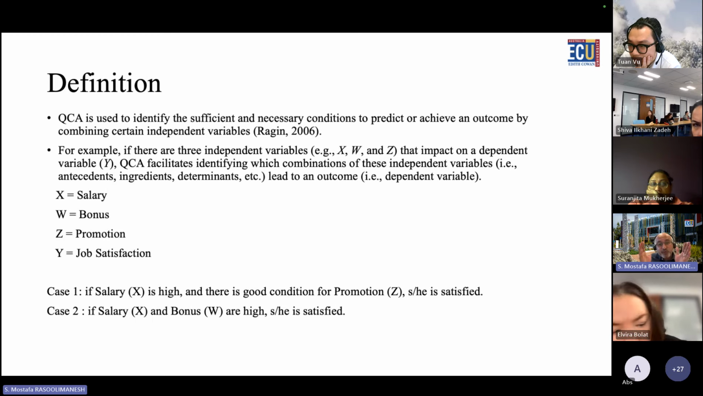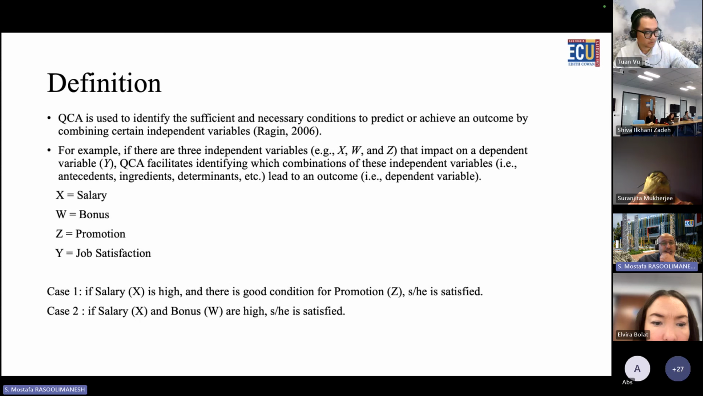So first, for developing a research model and research framework, we need a strong theoretical ground. So let's say based on theory, we identified 3 factors that influence job satisfaction in this company. These 3 factors that have been identified based on theory are salary, bonus, and promotion. So we know these 3 factors influence job satisfaction or can create job satisfaction in this company.